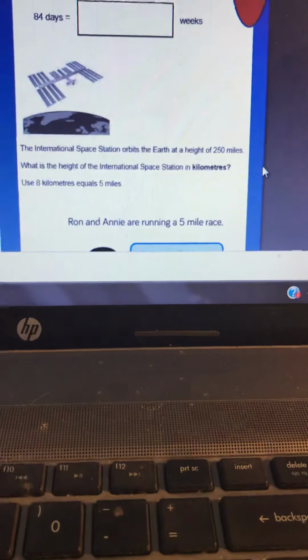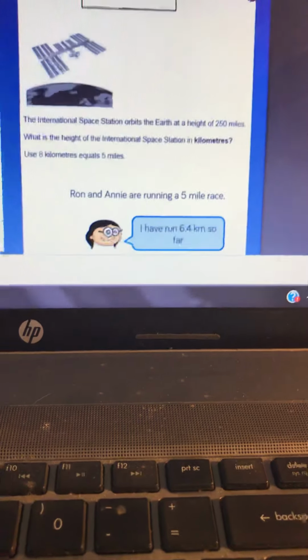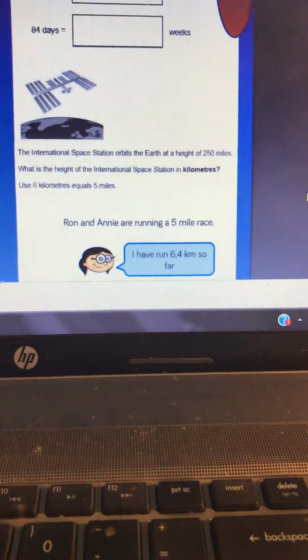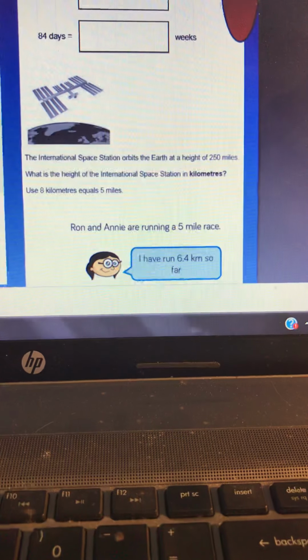Next up, we're told about the International Space Station, which you may already know, there's an app that tells you when it's flying over your house, so you can go out and see it. It looks like a very slowly moving shooting star.